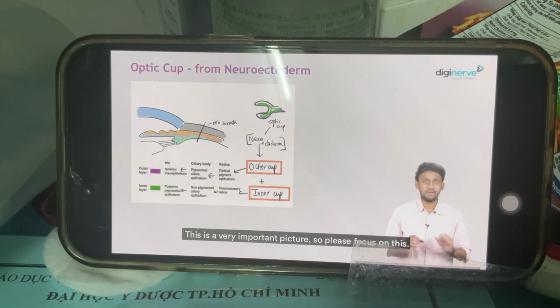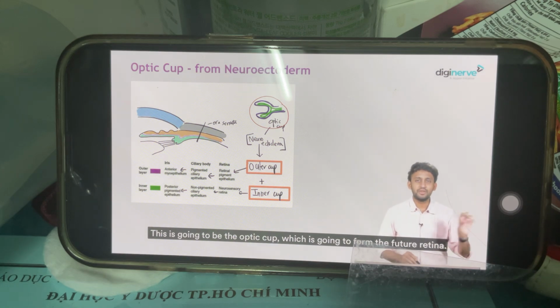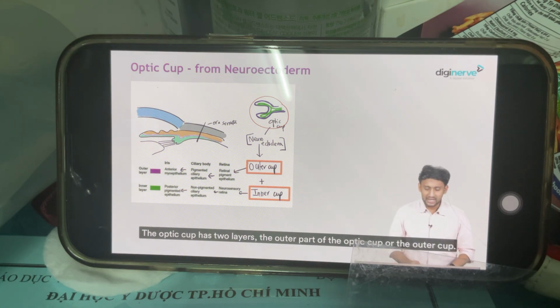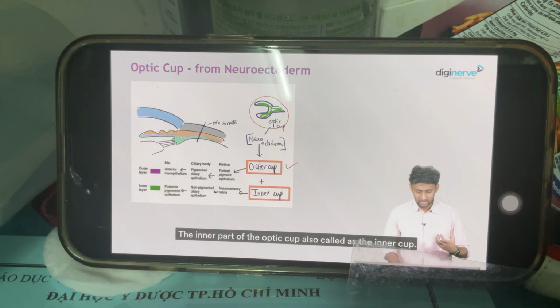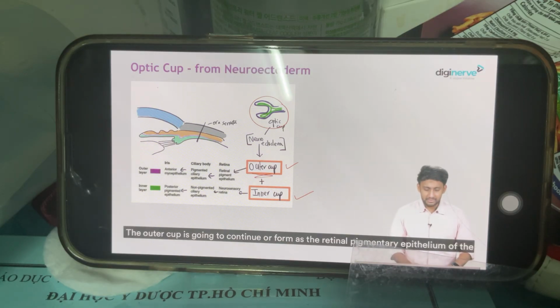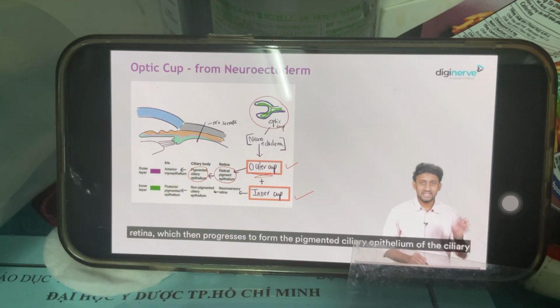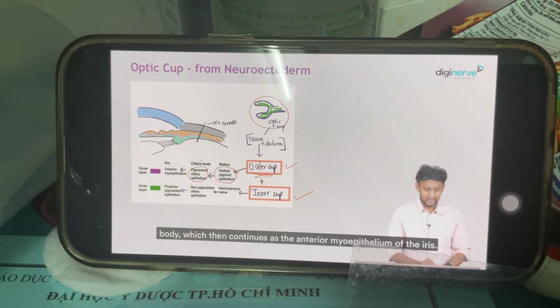This is a very important picture, so please focus on this. This is the optic cup, which is going to form the future retina. The optic cup has two layers, the outer part of the optic cup, the outer cup, and the inner part, also called the inner cup. The outer cup forms the retinal pigmentary epithelium of the retina, which then progresses to form the pigmented ciliary epithelium of the ciliary body, which then continues as the anterior myoepithelium of the iris.